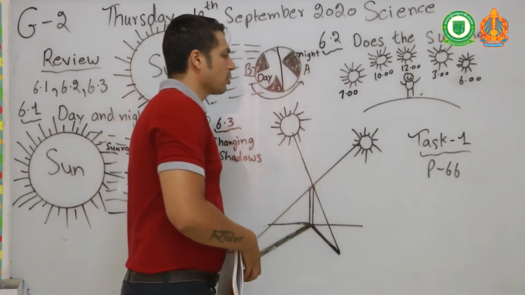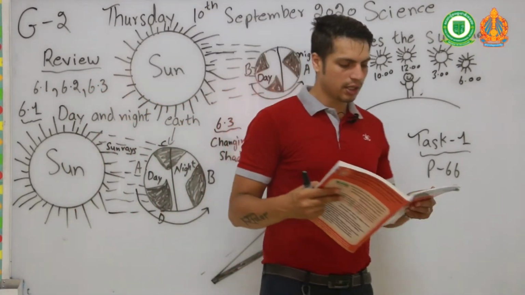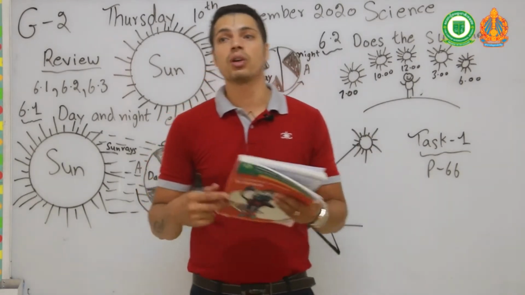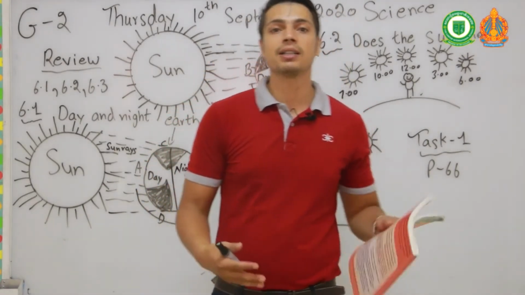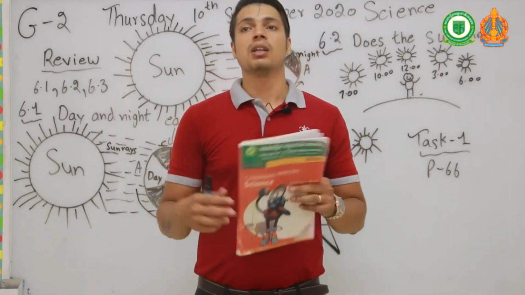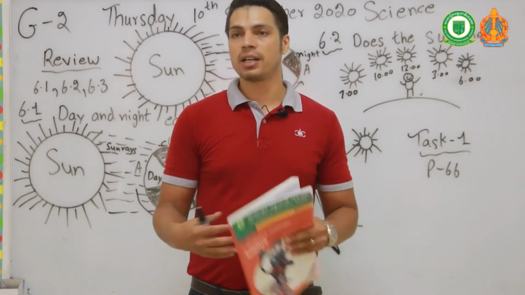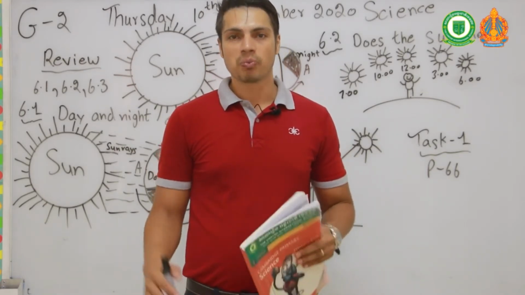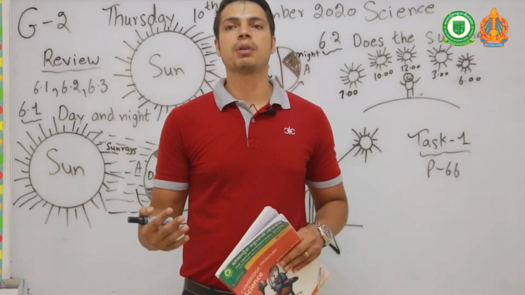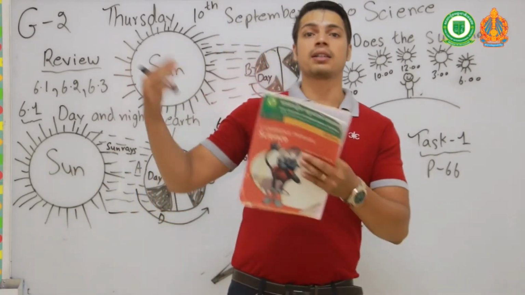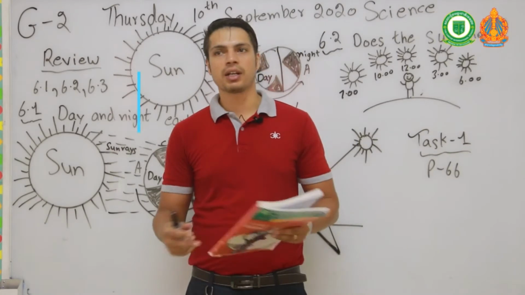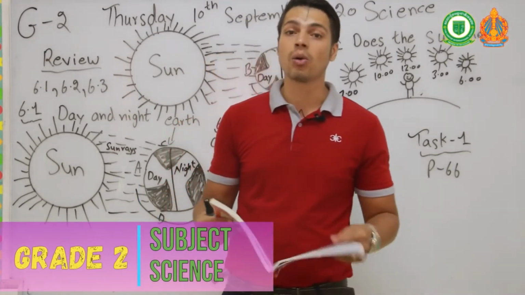So does the sun move? The sun does not move in real. It's the earth that spins. That's why we see that the sun is moving, but in actual fact the sun does not move. It's the earth's rotation that makes us see the sun moving, but in actual fact the sun does not move at all.